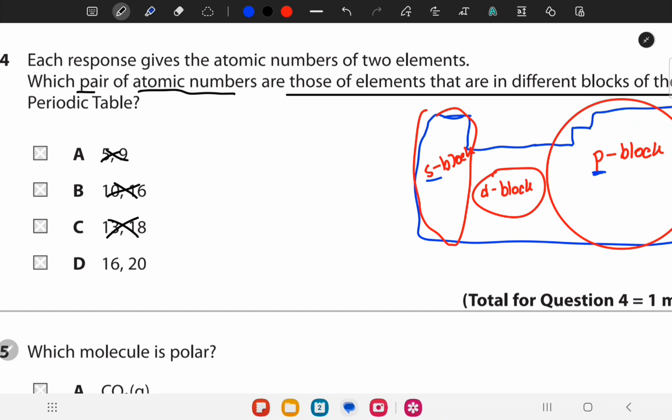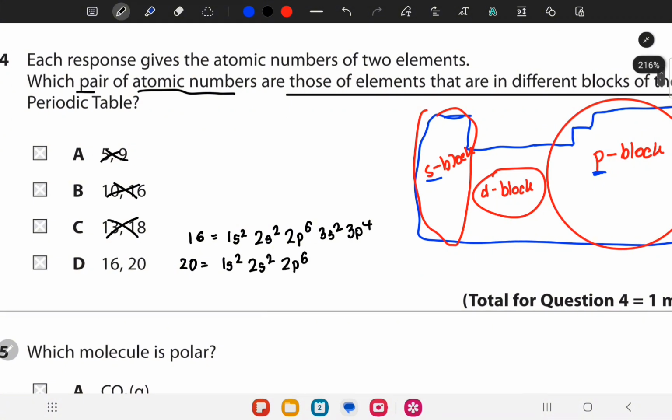Now for 16 and 20 we have 1s2, 2s2, 2p6, 3s2, 3p4, and we have 1s2, 2s2, 2p6, 3s2, 3p6, 4s2. So this is our answer.